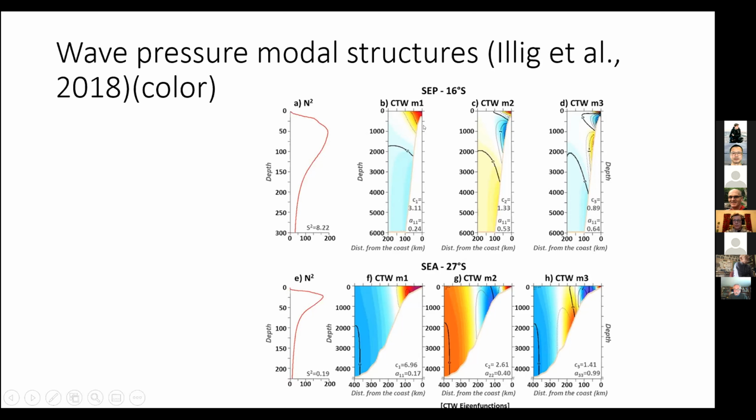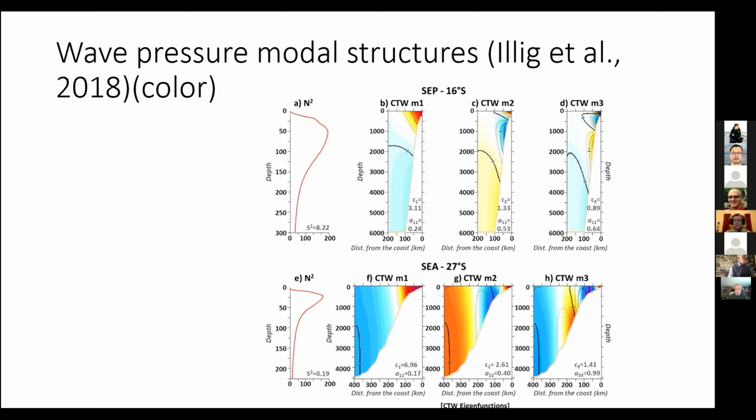The red is a large positive value. There's a node through here, 0, and then negative. So with no dissipation, these things are all plus or minus. The lowest mode, it goes at about 3 meters a second, which is about 300 kilometers a day along shore in this example. Higher modes have more complicated structures and propagate more slowly along shore.